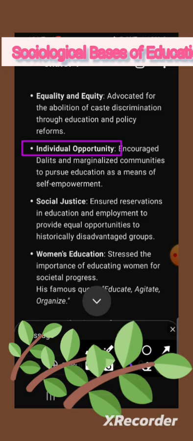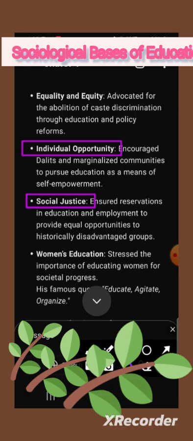Established institutions like the People's Education Society in 1945 to provide quality education to marginalized communities. Encouraged self reliance and independent thinking among the oppressed sections of society. Social justice and constitutional provisions. As the chairman of the drafting committee of the Indian Constitution, Ambedkar ensured that education was a fundamental right.